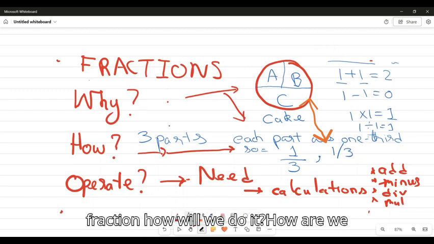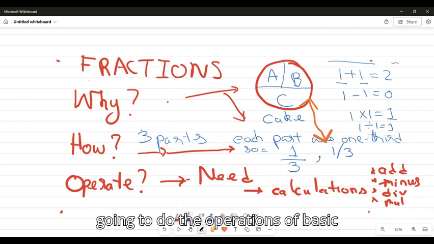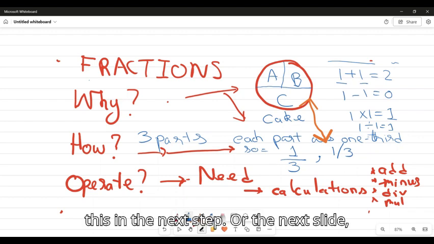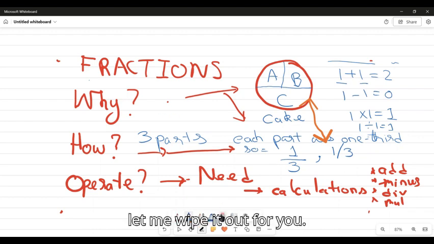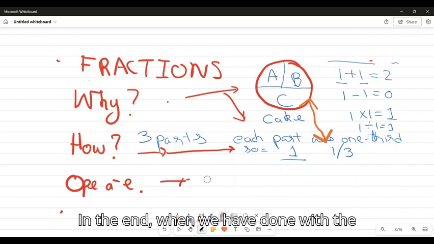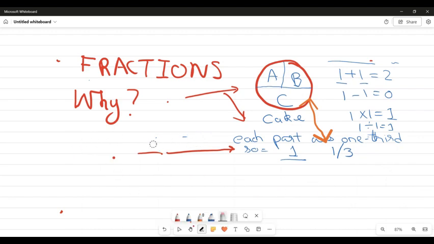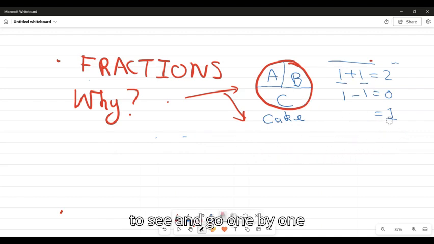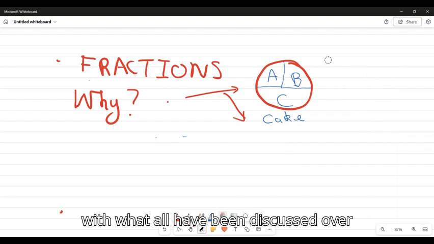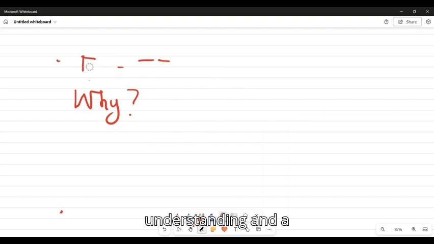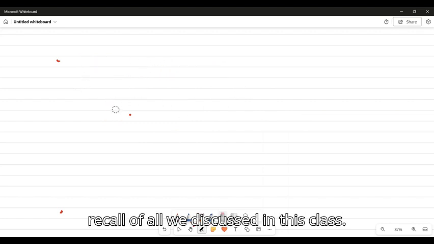And when it comes to fractions, how are we going to do the basic operations of addition, subtraction, division, and multiplication? We will learn this in the next step or the next slide. Let me wipe it out for you. In the end, when we are done with the whiteboard presentation, I have prepared a PowerPoint for all of us to go through one by one what has been discussed here, so that you have a better understanding and a recall of all we discussed in this class.